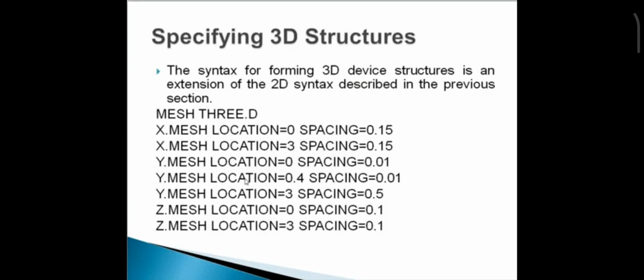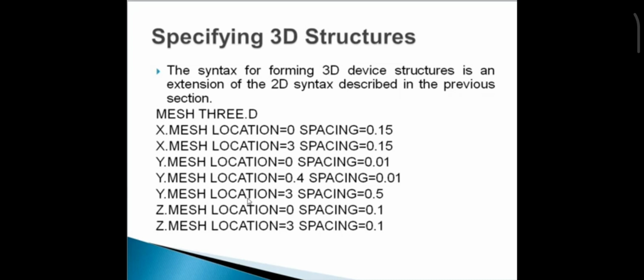Next is specifying 3D structure. The syntax for forming a 3D device structure is an extension of the 2D syntax described in the previous videos. The mesh statement should appear as mesh 3D or 3.D. You can use either a numerical value or you can use alphabetical value. The 3D parameter tells Atlas that a three-dimensional grid will be specified.